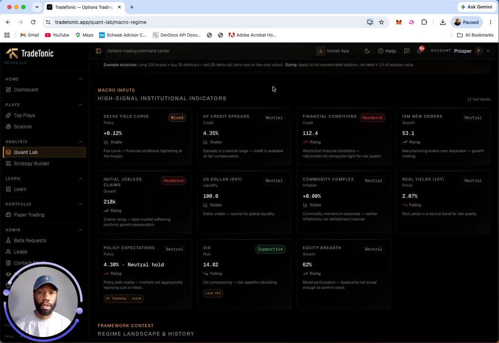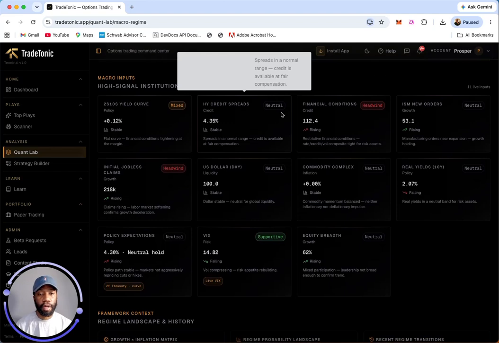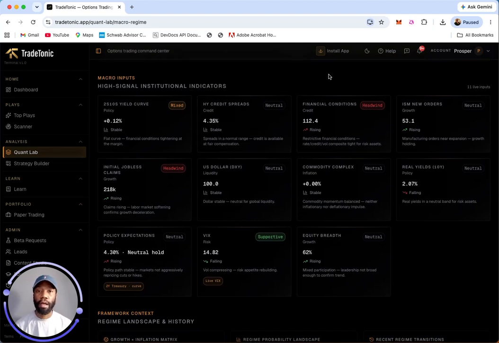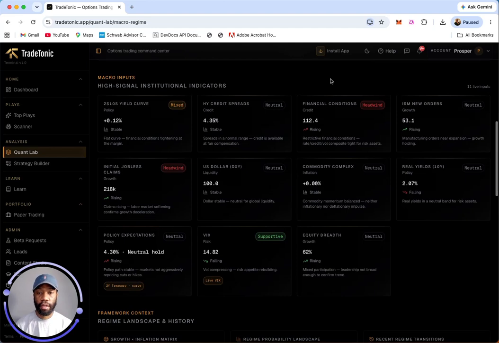We also want to know if the yield curve is normal or if it's inverted, right? If it's inverted, that tells us something. If it's normal, it tells us something as well. Another thing that we like to look at is high yield credit spreads. Again, looking at interest rates. Are high yield spreads widening relative to the underlying treasury or relative to other corporate bonds trading out there? What are the financial conditions?